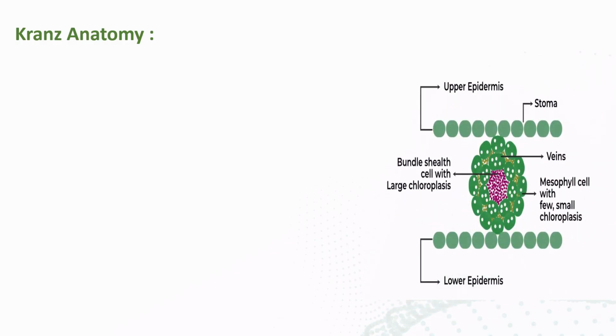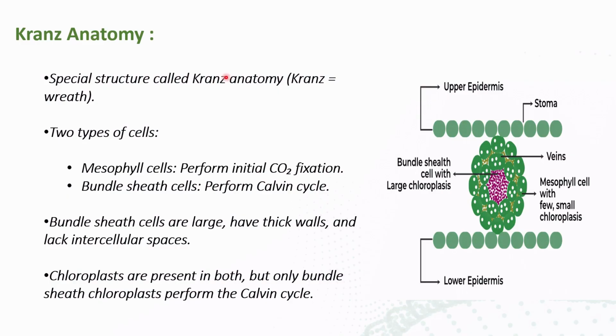Let's get into the topic and see the main difference between C3 and C4 plants. The main difference is the Kranz anatomy in the leaf structure. This was described by the scientist Kranz. Kranz means wreath. In C3 plants we see the normal arrangement of cells, but in C4 plants we see a wreath-type arrangement in the leaf structure.